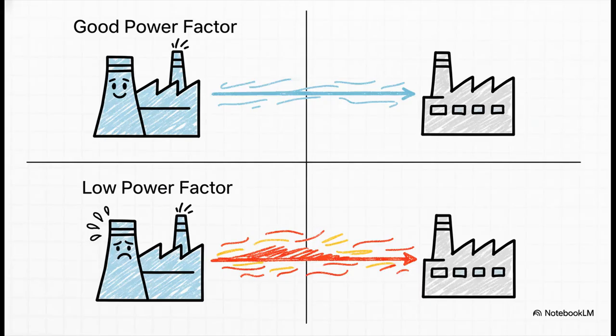And here's the bottom line. This is why it all matters. A low power factor is bad news for everybody. It means the utility company has to generate and push more total current through all their wires just to deliver the same amount of useful, real power to your home or factory. And that extra current, it doesn't do any work. It just heats up the power lines, which is nothing but pure wasted energy.